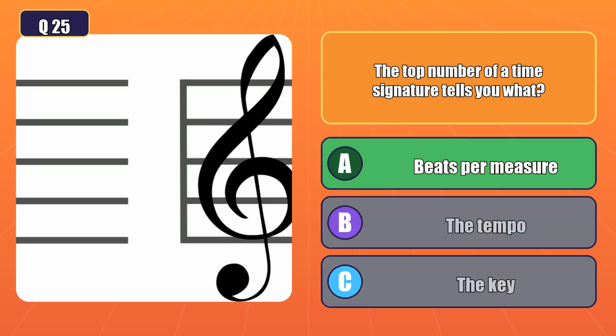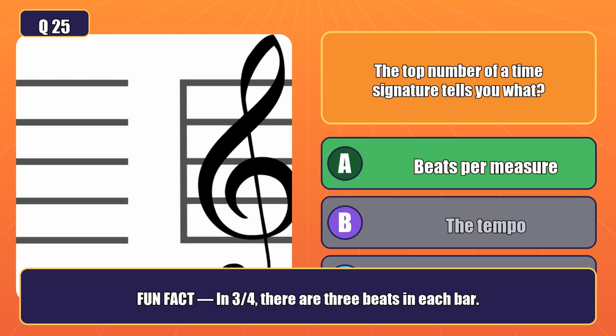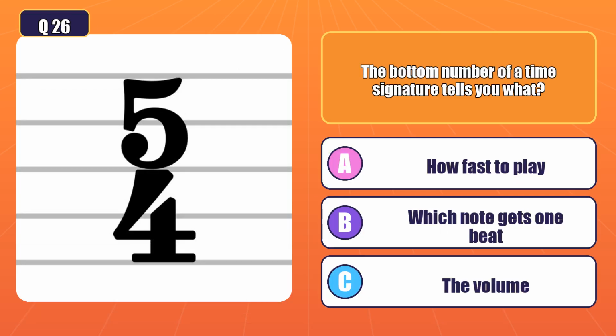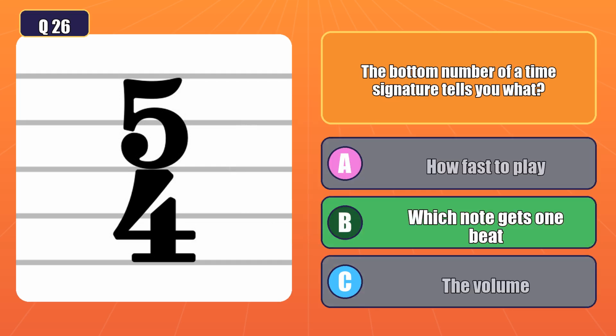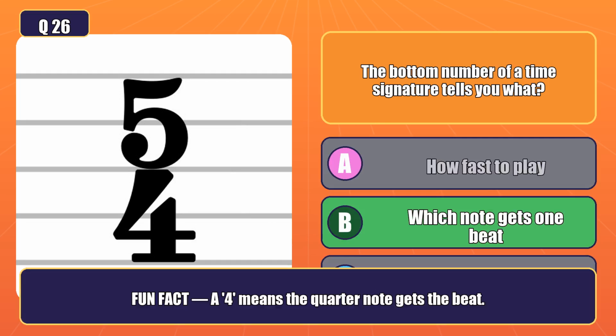The answer is beats per measure. Fun fact, in 3/4 time, there are 3 beats in each bar. Question number 26. The bottom number of a time signature tells you what? The answer is which note gets 1 beat. Fun fact, a 4 means the quarter note gets the beat.